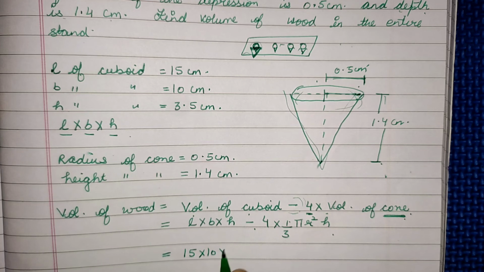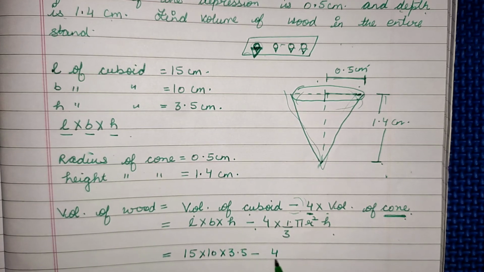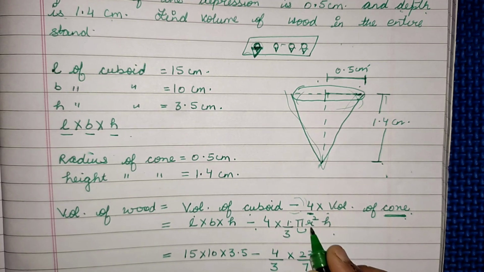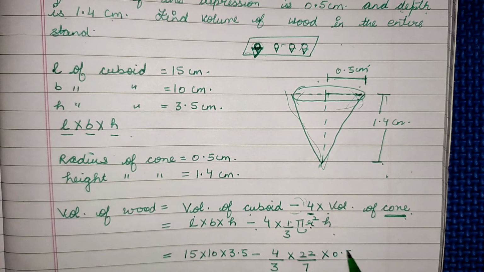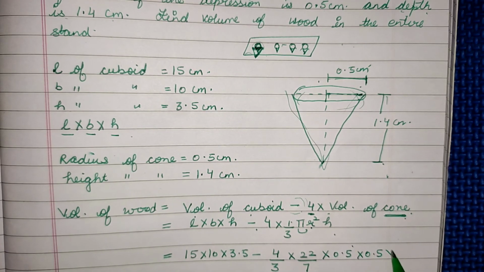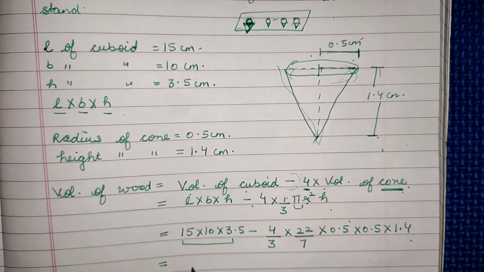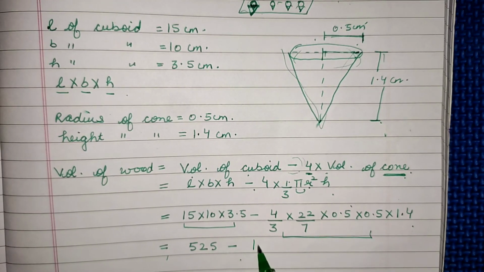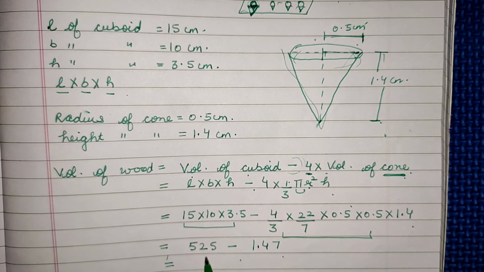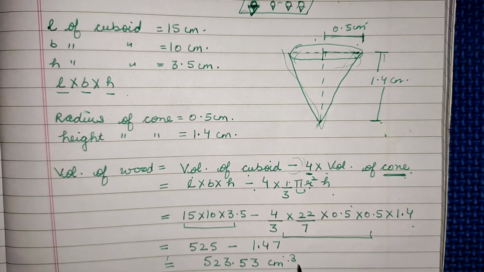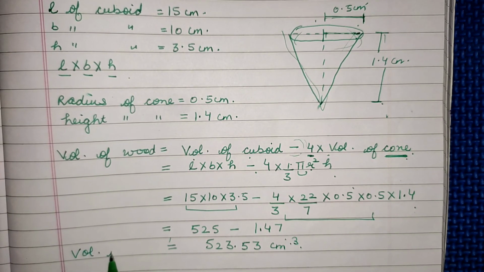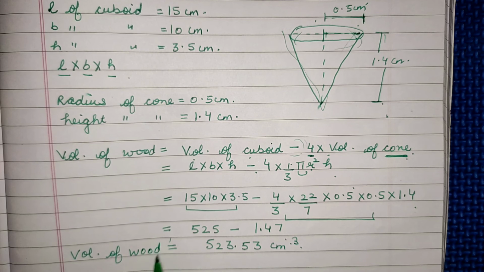So now simply put the values. You have each and every value. 4 by 3 into pi, they have told you to take 22 by 7, and r is 0.5 square, 0.5 into 0.5, and the height is 1.4. So this value will be 525 minus 1.47. So the answer will be 523.53 centimeter cube, the volume of the wood.